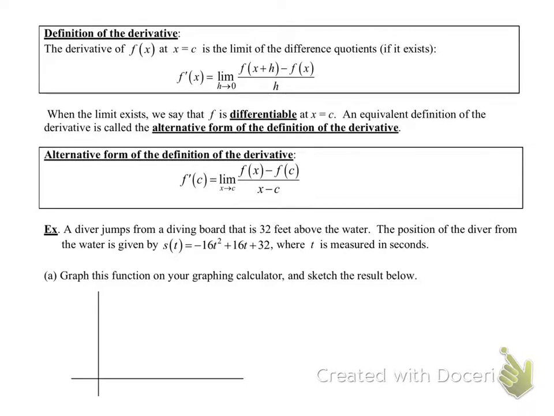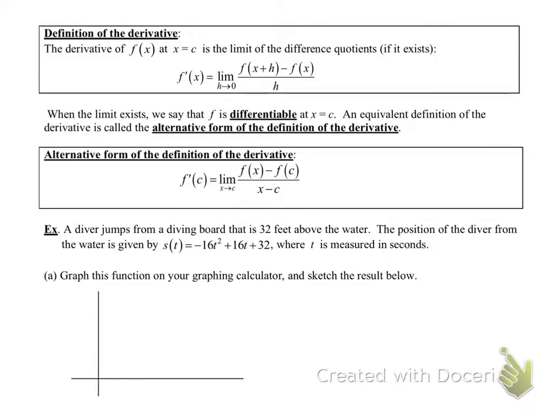or f prime of x equals the limit as h approaches 0 of f of x plus h minus f of x, all divided by h. And you're making that h so tiny that it's super close to 0. When the limit exists, we say that it is differentiable at x equals c.